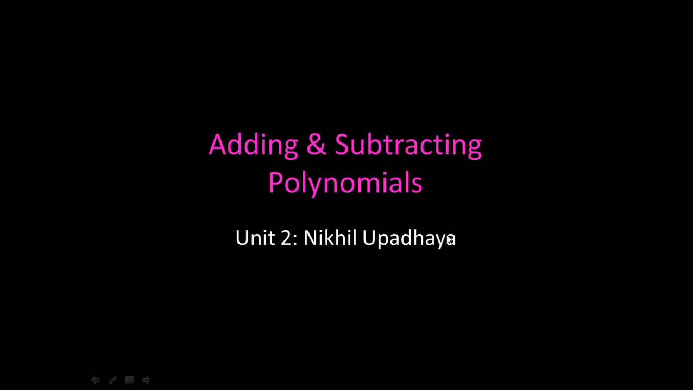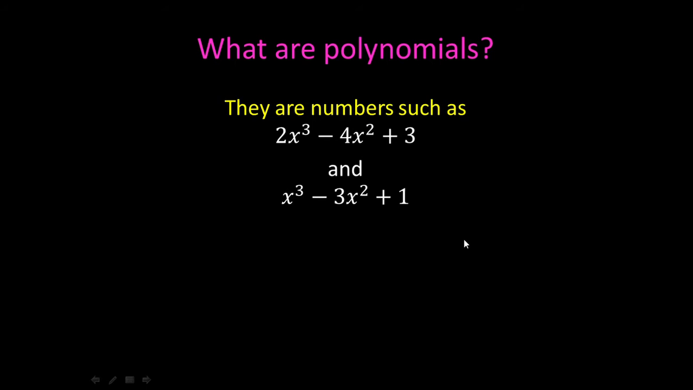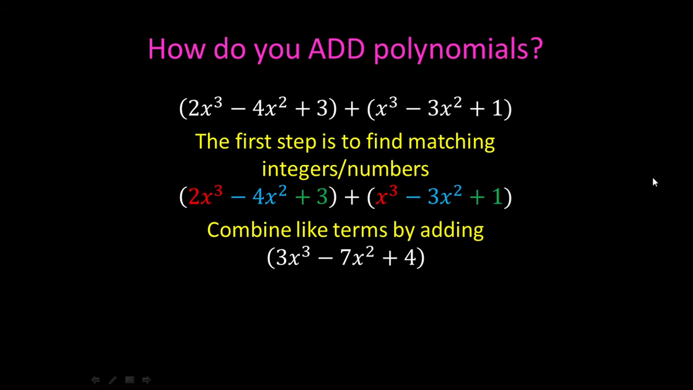Adding and subtracting polynomials. What are they? So they are expressions such as 2x cubed minus 4x squared plus 3, or x cubed minus 3x squared plus 1. So how would you add them?